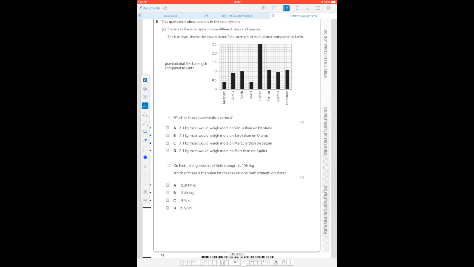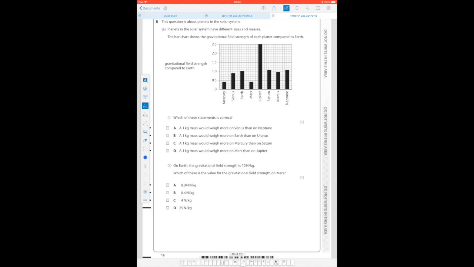So in order to answer this question, remember the equation weight equals mass times gravitational field strength. The mass is staying the same because if you look at all the options below, they're all 1 kilogram. So it's just a matter of using the graph to work out which gravitational field strength is the greatest. So let's look at option A. A 1 kilogram mass would weigh more on Venus than on Neptune. Have a look at the graph. That's incorrect. A 1 kilogram mass would weigh more on Earth than on Uranus. That is correct because the bar for Earth is slightly higher than that for Uranus.